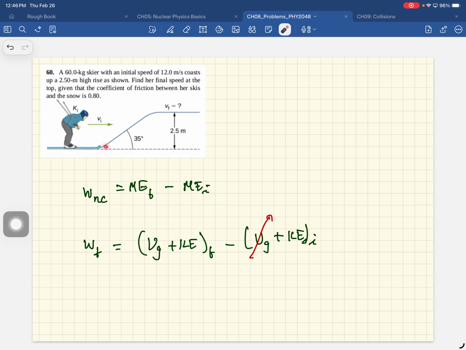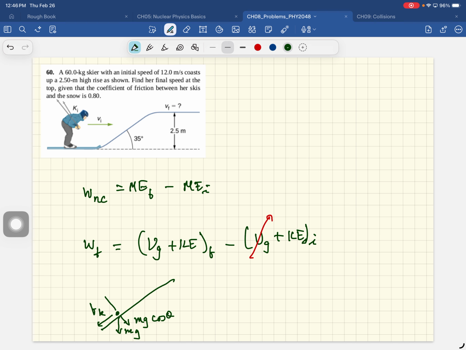All right, so now let's put him on the slope. That's where he's being slowed down. That's where the friction is acting. And it's a kinetic friction force because it's moving. Okay. So here is his weight. This is mg cosine theta. And there's the normal force. The normal force is equal to mg cosine theta. So the friction force is mu k times Fn.